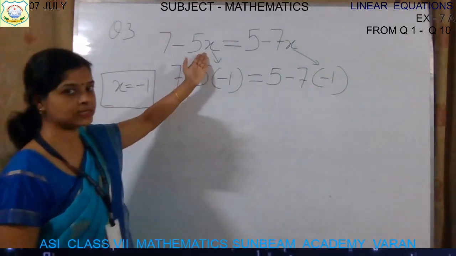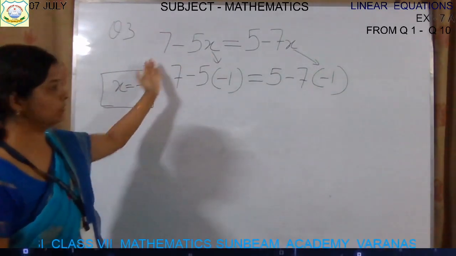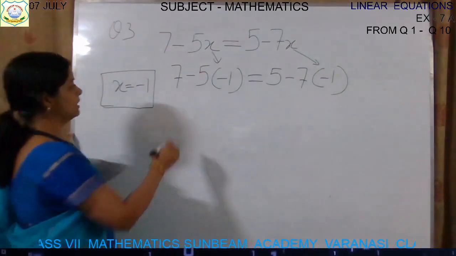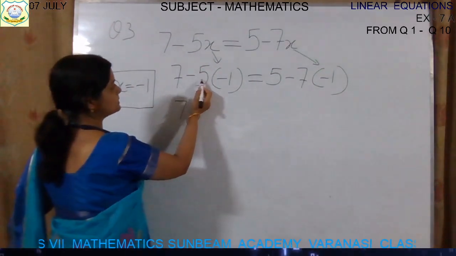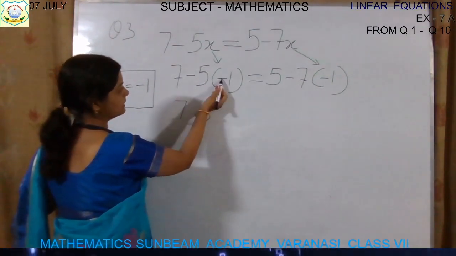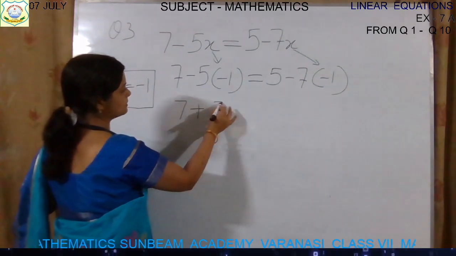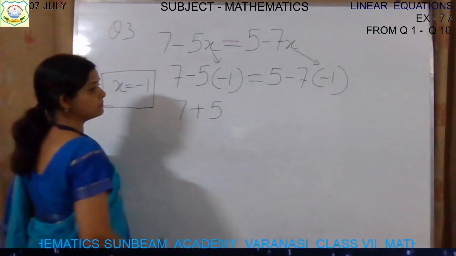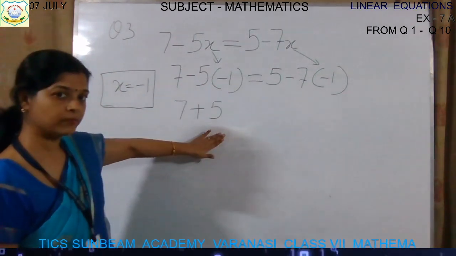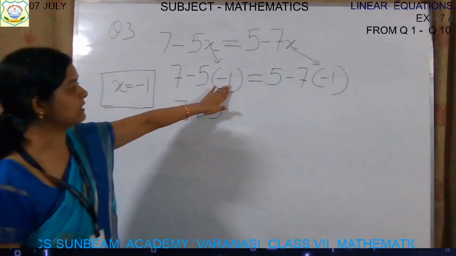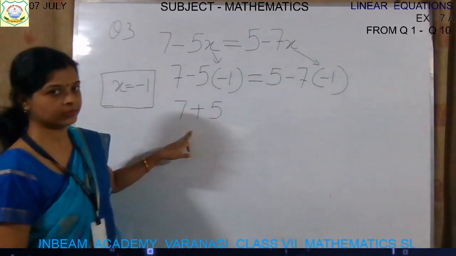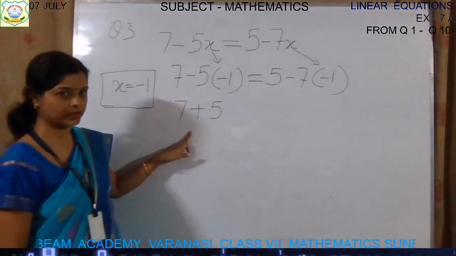Wherever you find x, put its value. You will write down substituting the value of x as minus 1. Now, 7 minus 5 ones are 5, 5 ones are 5, and minus will become plus. Why plus? It is a multiplication. Minus 5 into minus 1 is plus 5. 5 ones are 5, positive 5. Same sign, positive will come. In this way also you can learn.